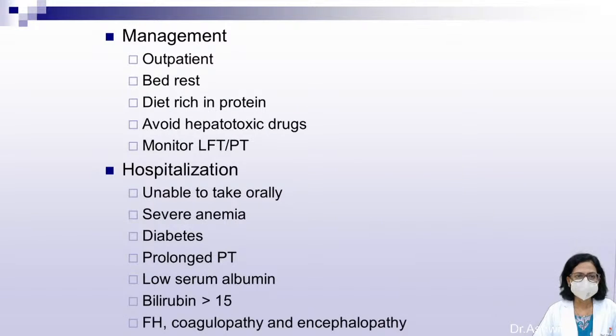Management is usually outpatient with bed rest, diet rich in protein, avoiding hepatotoxic drugs, and monitoring the liver function test and prothrombin time. Hospitalization may be required for patients who are unable to take orally because of nausea or vomiting, if there is severe anemia, diabetes, any other immunocompromised state, if there are abnormalities of the prothrombin time, low serum albumin, the bilirubin is very high, or they develop features of fulminant hepatitis, coagulopathy, or encephalopathy.